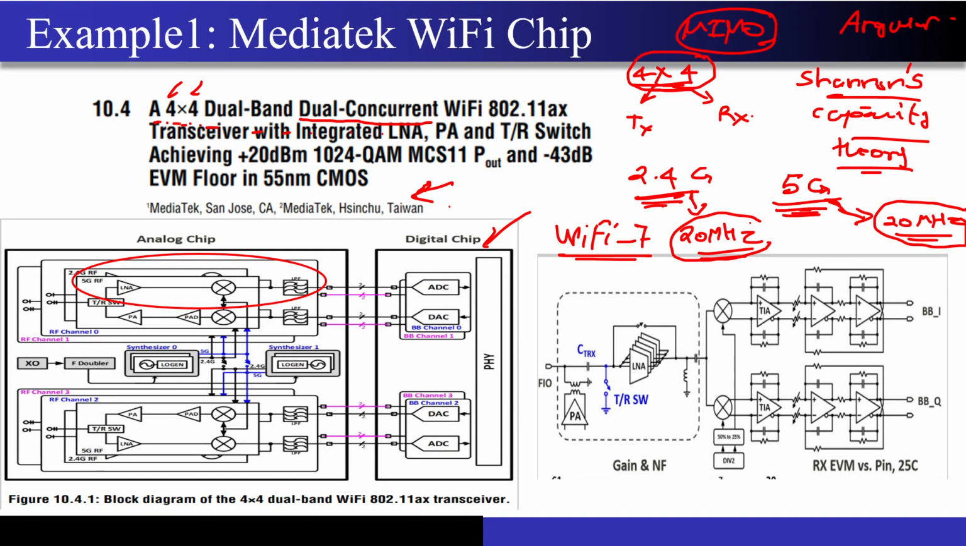I can transmit as if I have a bandwidth of 40 megahertz, so that I can transmit with a higher data rate. So basically, if I just write Shannon's capacity formula, what you can see over here is that the data rate with which you can actually transmit is directly proportional to the bandwidth. So the higher the bandwidth you get, the higher the capacity.